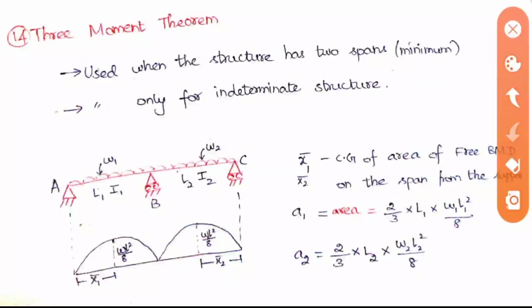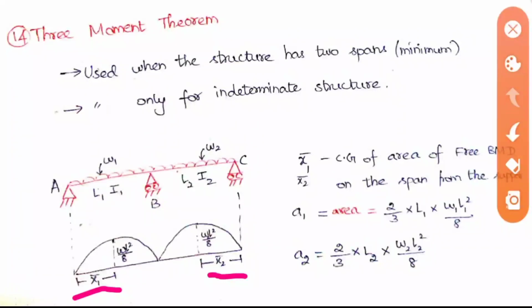Now these two values you should take from here: one is x bar and another one is A. This x bar is the center of gravity of that free bending moment diagram. Centroid here will obviously be the center, but you should measure the distance from the ends, so here it is from this end and here it is from this end. A means the area.